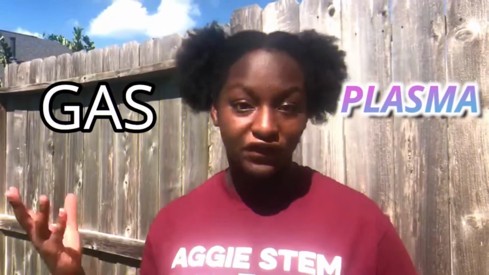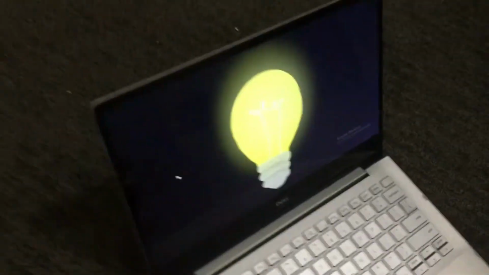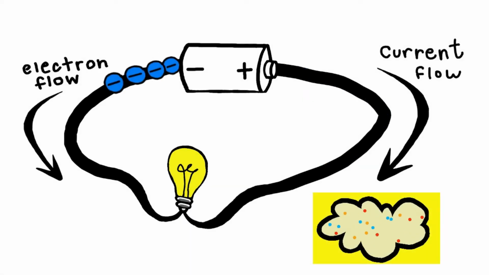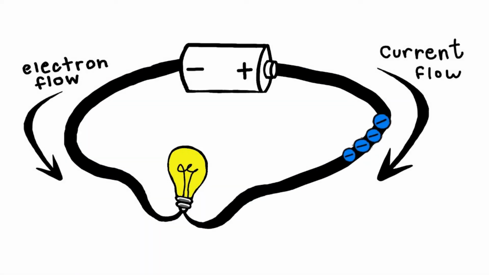A plasma is different from a gas because a plasma conducts electricity and responds to magnetic fields. So why does a plasma respond to magnetic fields? Think of when an electrical current runs through a wire. In the wire, charged electrons flow freely opposite the current. Sound familiar? This is similar to the charged ions that flow freely through plasma.